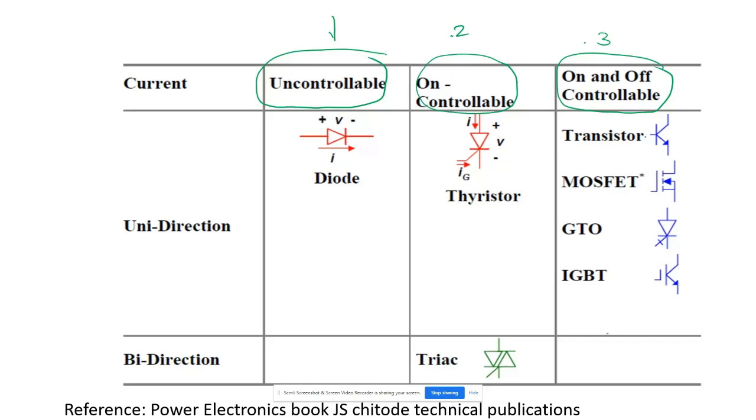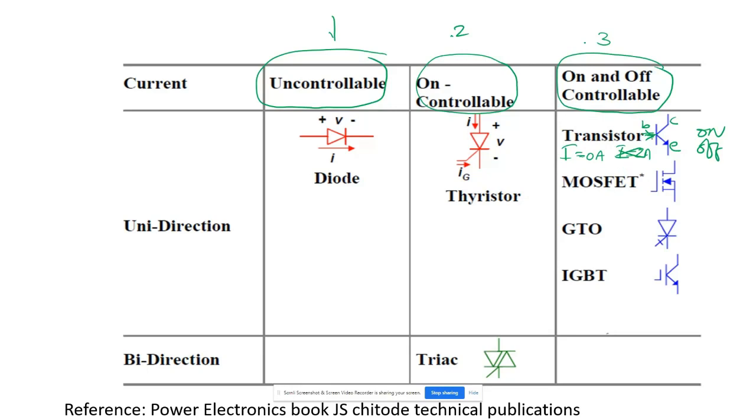For example, look at a transistor, which is fully controllable. This is the emitter, the arrow indicates the emitter, this is the base, this is the collector. Whenever you give some value of current to its base, let us say I is not equal to 0, let's say I is equal to 2 amps, this becomes on. If you give I is equal to 0 amps, then this becomes off.